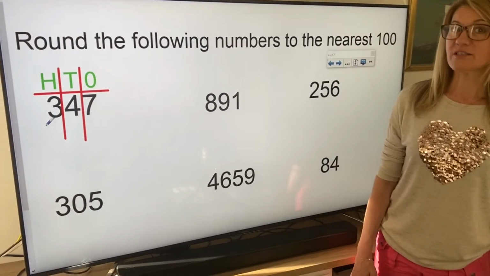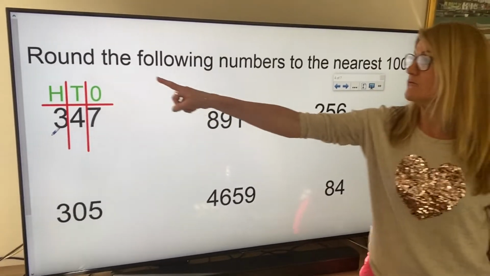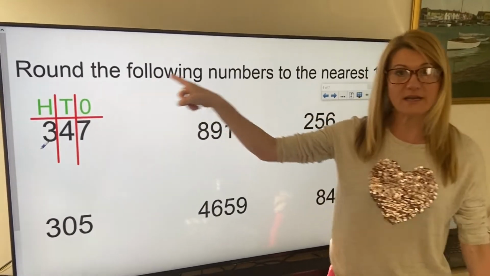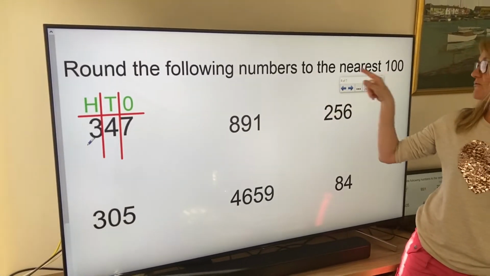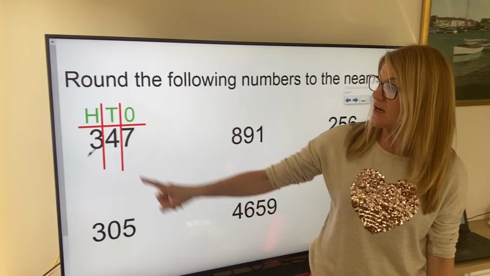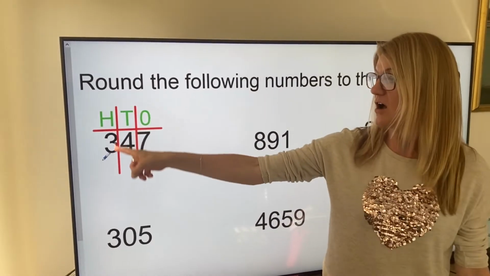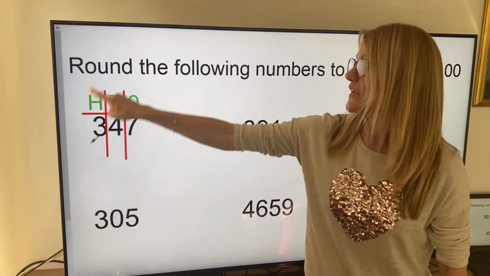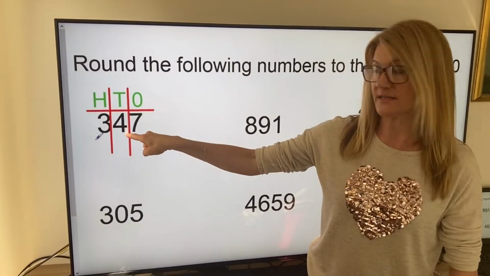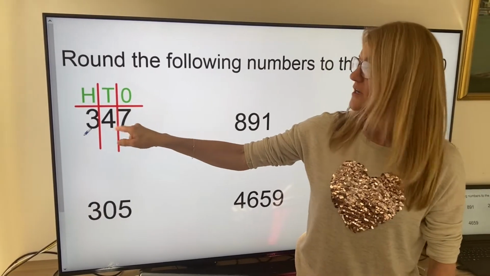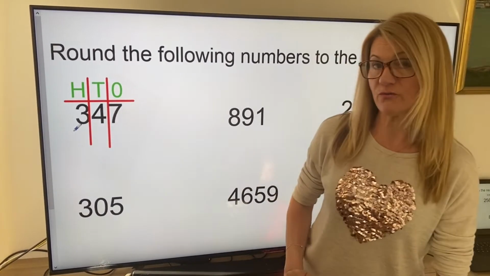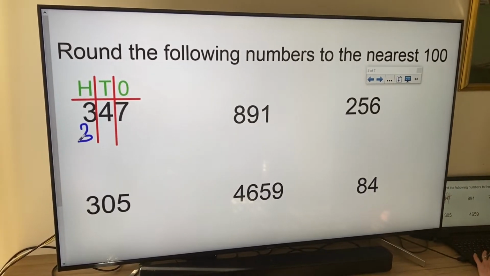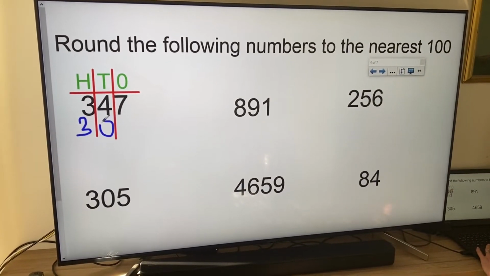Okay, now we are going to revise and practice rounding the following numbers to the nearest 100. So remember, always keep the instruction in your head. We are rounding to the nearest 100. So we come here, we look at our hundreds column. It's got a 3 in it. It's 300. We go next door. Is it more or less than 4? It is 4. So we round down to 300. So the answer there is 300, excuse my writing.